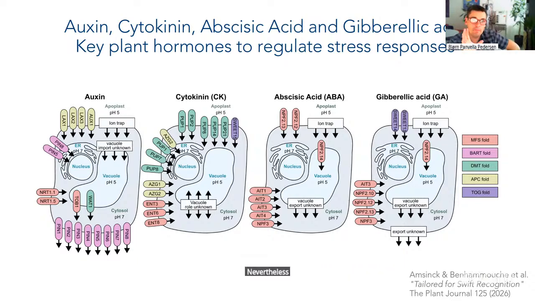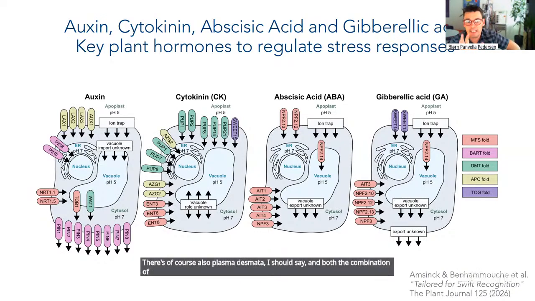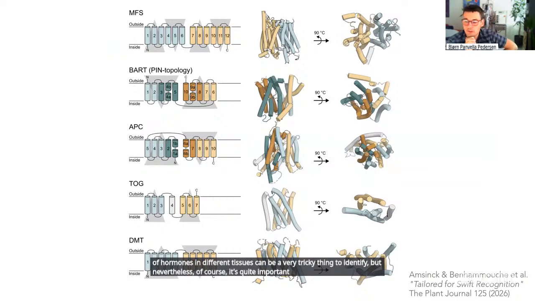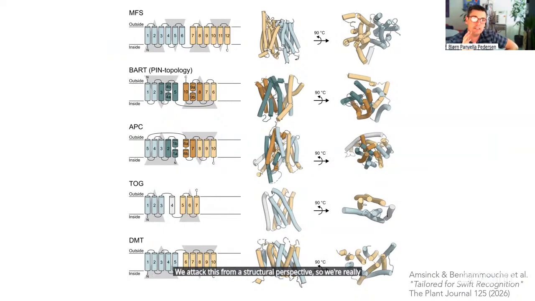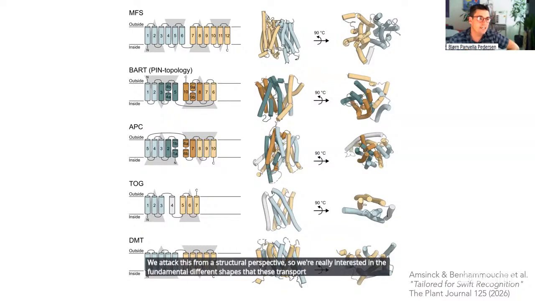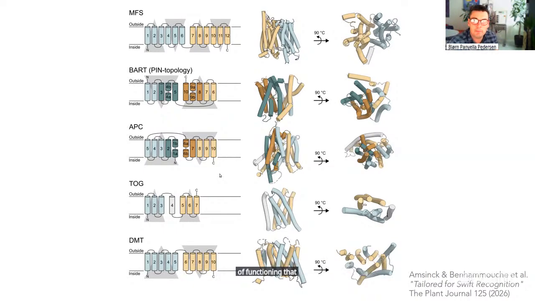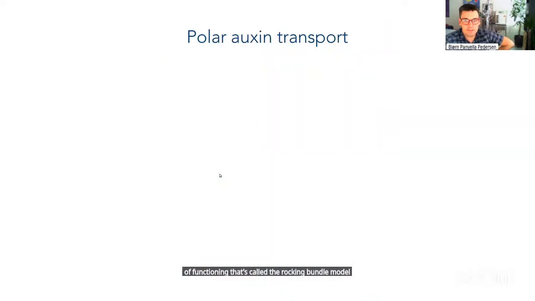Nevertheless, there's of course also plasmodesmata, I should say, and the combination of plasmodesmata and this large number of transporters means that the balance of hormones in different tissues can be a very tricky thing to identify, but nevertheless, of course, it's quite important. We attack this from a structural perspective, so we're really interested in the fundamental different shapes that these transporters can take. And what I'm going to talk about today is the APC superfamily that you see here in the middle, which are membrane proteins that have 10 transmembrane helices, and they have a particular way of functioning that's called the rocking bundle model.